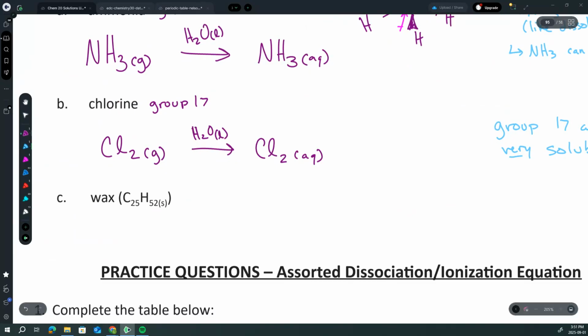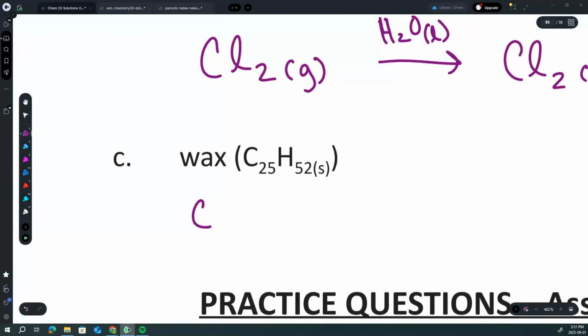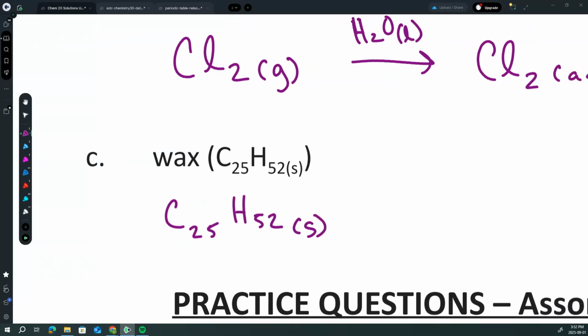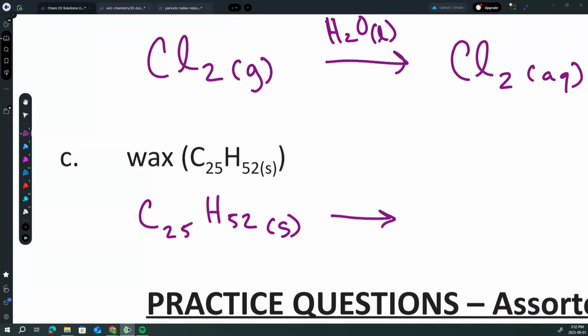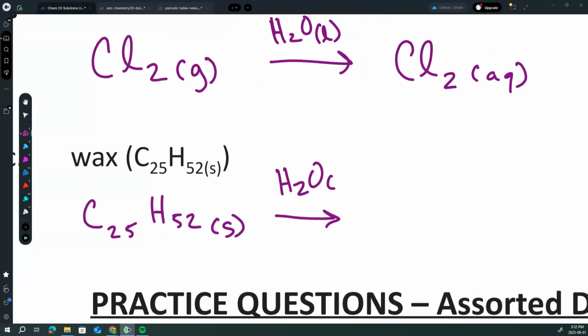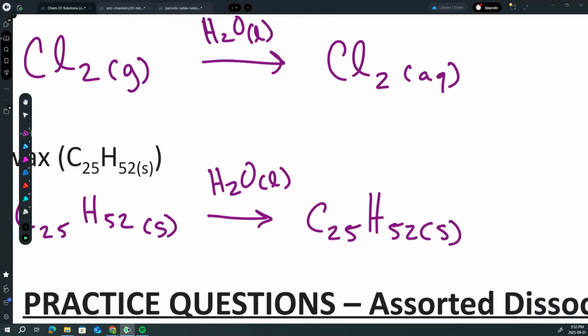Okay, and then with wax, that is a nonpolar substance. How we know it's nonpolar is because it's carbon with only one other element. If it was carbon with 2 or more other elements, then it'd be polar. Okay, for the purposes of Chem 20, that's our shortcut we're taking. So because it's insoluble in water, we keep it together and we put it as a solid.